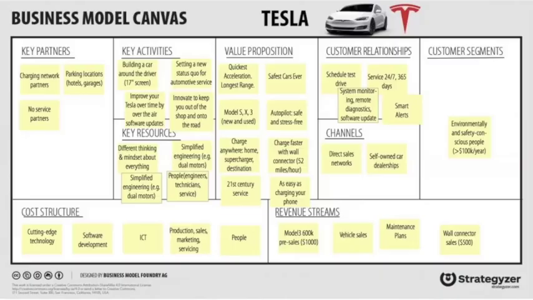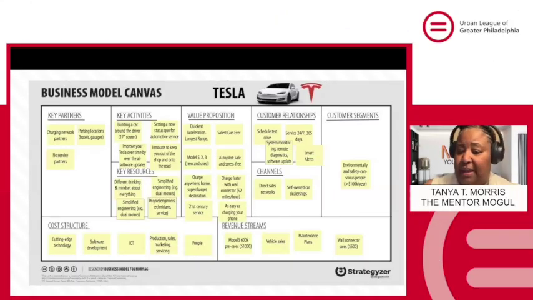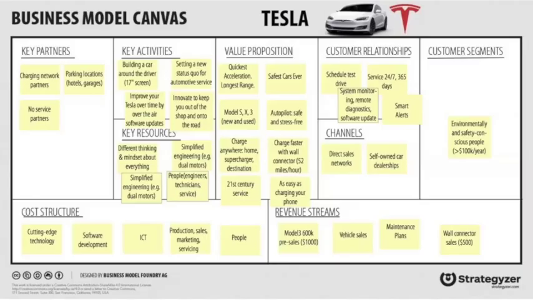It's very specific how you can get a Tesla. And then if you look down at the bottom, because I always like to look at the money, the cost of doing business is the technology, the software development, the ICT, which is another technology thing, production, sales, marketing, and people. People is a part of their cost structure.